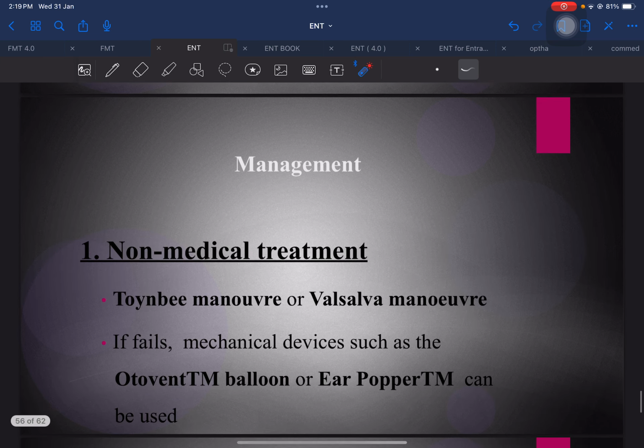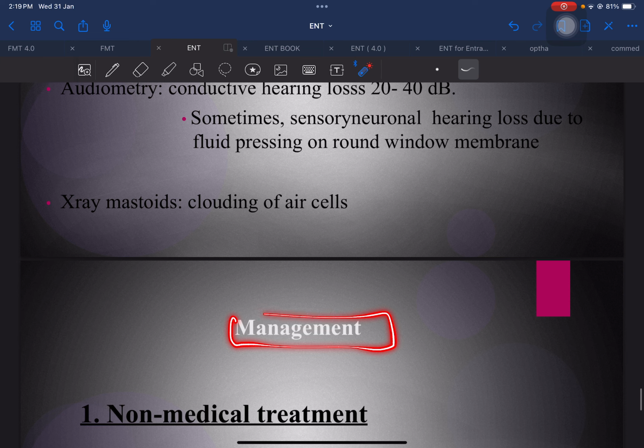Now talking about the management, we need to talk about the investigation and treatment portions. In the investigation portion, if the child is very young, less than 5 years, the patient won't cooperate with PTA, so we do play audiometry or free field audiometry. If the child is greater than 5 years, we can do PTA. As already mentioned, pure tone audiometry shows conductive hearing loss of about 20 to 40 decibels unless there is ossicular discontinuity, because in that case there will be greater than 40 decibels of hearing loss.